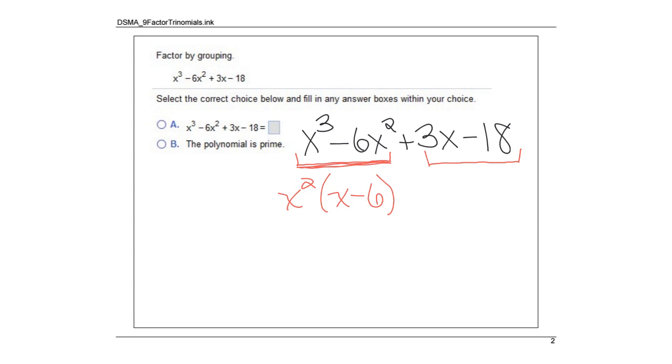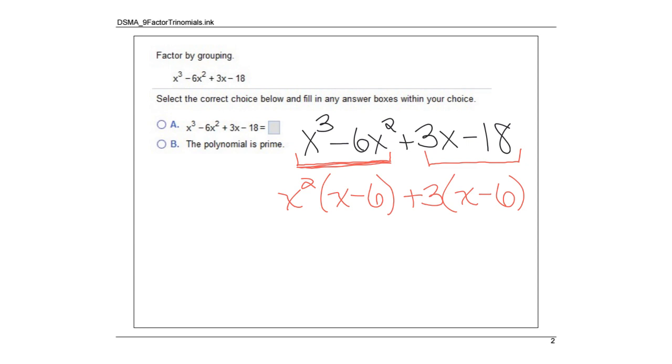Okay, now that we've done that, we're going to look at the other two terms. So we have a 3x minus 18. So it looks like I can bring a positive 3 out of there. No x's because the 18 doesn't have an x. So if I pull 3 out of both of those, sure enough, I get x minus 6, right? 3x divided by 3 is x. Negative 18 divided by 3 is negative 6.